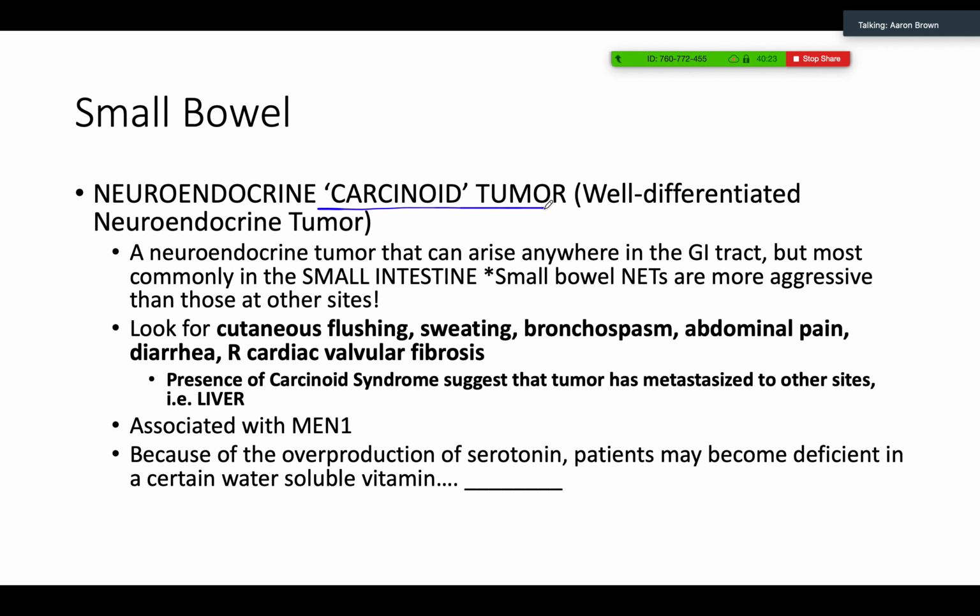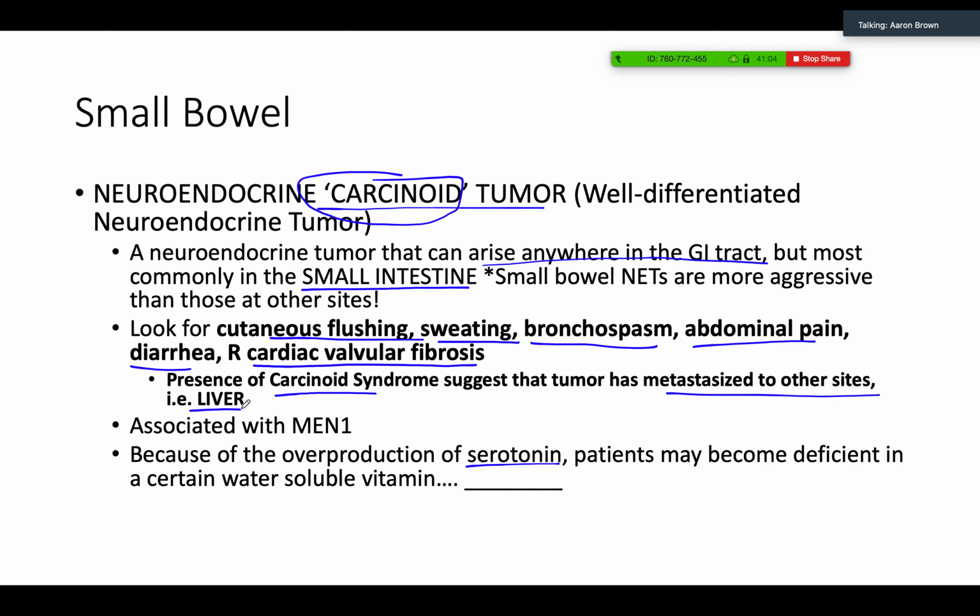Next is our carcinoid tumor. This is a tumor that can arise from anywhere in the GI tract, but is going to be most common in the small intestine. Carcinoid tumor produces serotonin. It's just a tumor that produces serotonin. That's all it is. It's a fancy name for a tumor that produces serotonin. What does serotonin cause when it gets in the bloodstream? Flushing, sweating, spasming of the bronchi, abdominal pain, diarrhea, fibrosis of the right cardiac valves. Okay? And so, presence of all of these things means that there's been some metastasis as well, possibly to the liver. And so carcinoid syndrome is flushing, sweating, bronchospasm, abdominal pain, diarrhea, right cardiac valve fibrosis.